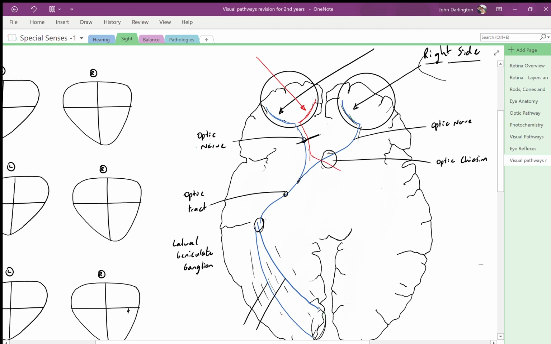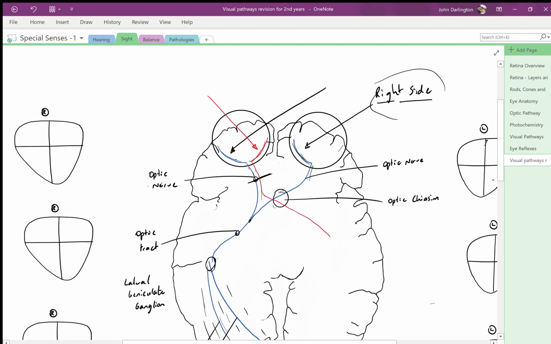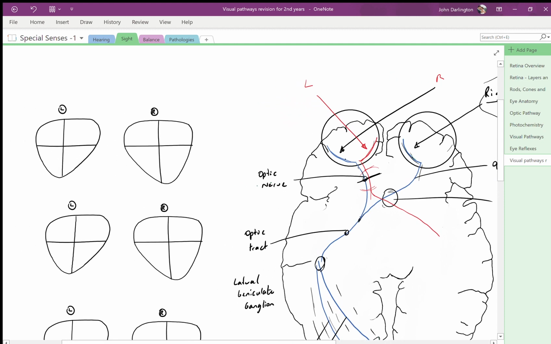Sorry, it's not quite equally drawn there, but it would pass through the optic chiasm onto the opposite side. Now the point is that all your information from the left side and the right side is passing through your optic nerve. And as a result, if you damage your optic nerve, you can expect to wipe out all vision from that eye. So all the vision from that eye will be disrupted.